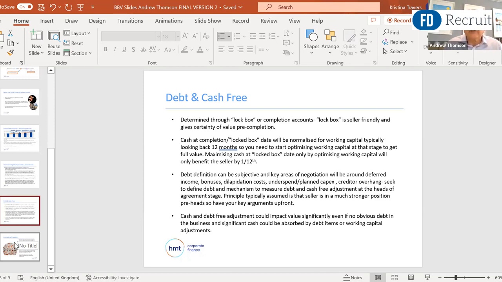A principle I always work with is that as a seller, you're in a much stronger position pre-completion. So if you're going to have any key arguments, have them right up front. When I'm selling a business, I will typically send out a lockbox calculation of the free cash and get that agreed as part of the heads. Why do I do that? The cash and debt-free adjustment can impact value significantly, even if you don't think you've got debt items on the balance sheet. Similarly, you could have significant cash that gets absorbed by debt items or working capital adjustments.